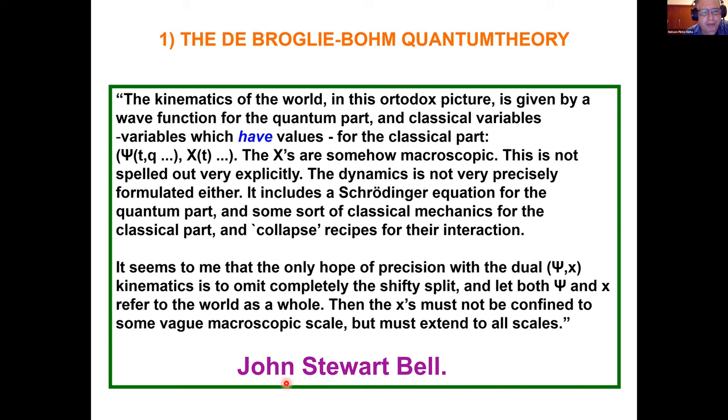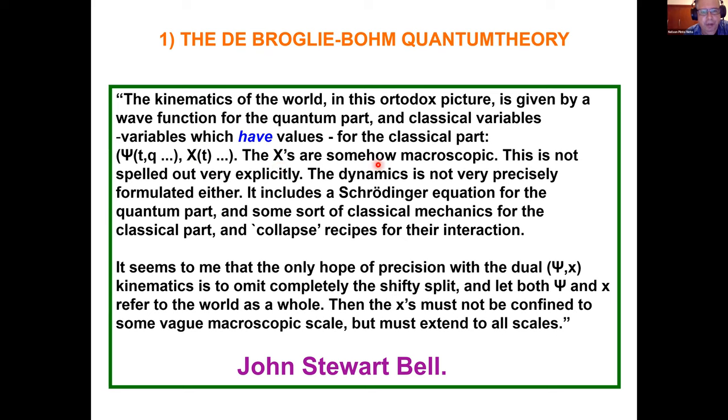Okay. So in order to introduce the de Broglie-Bohm theory, I will use the words of Bell, John Stuart Bell, and I think his introduction is very nice. What he says is that the kinematics of the world in this orthodox picture, which is the Copenhagen picture, is given by a wave function for the quantum part and classical variables which have values in the sense that they are real, they are actual, they have absolute reality for the classical part. So the psi and x.